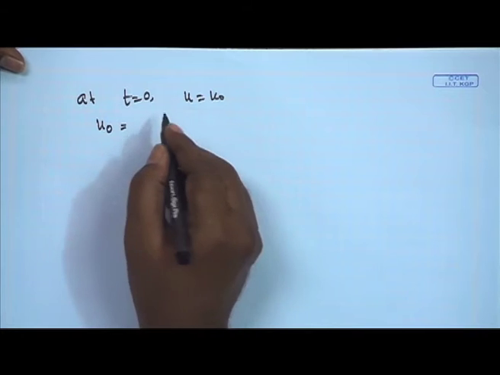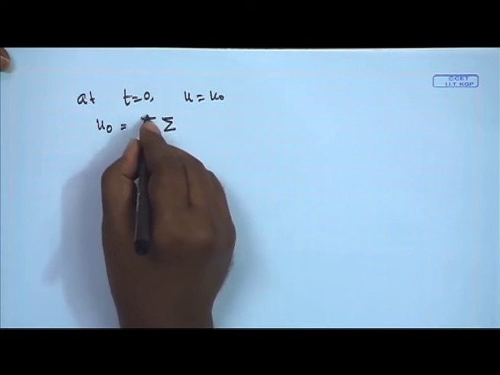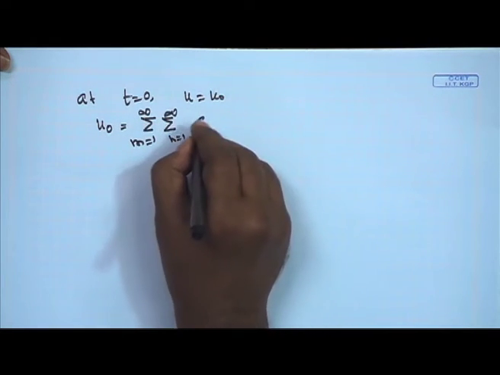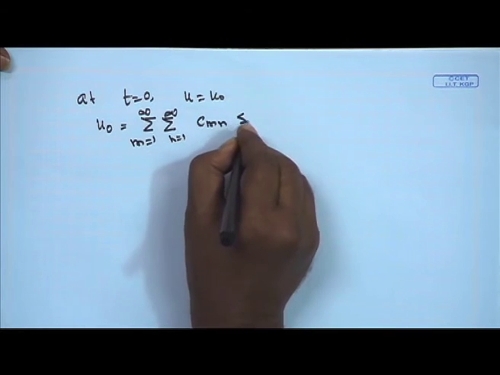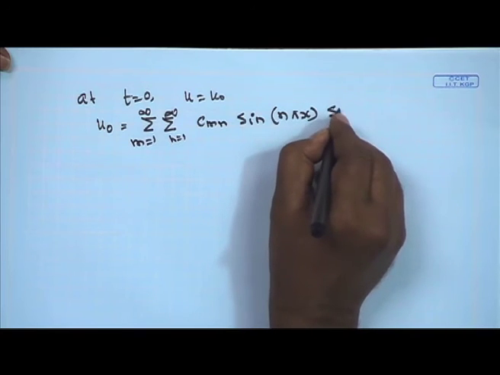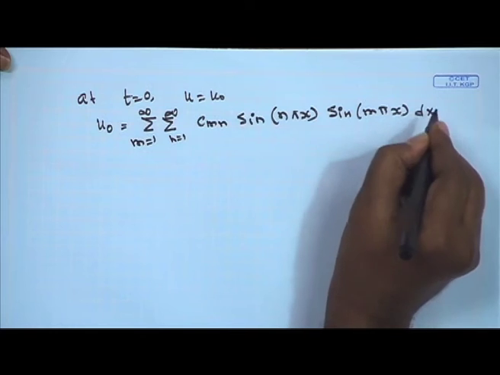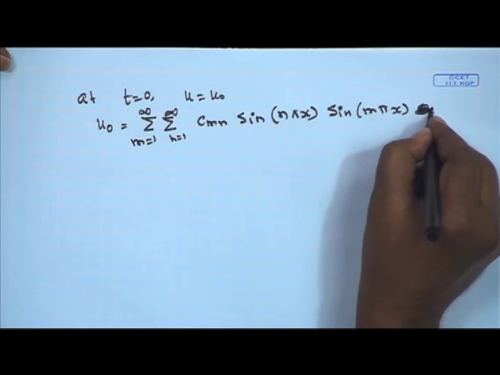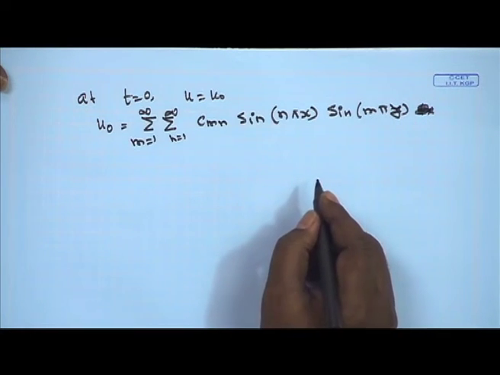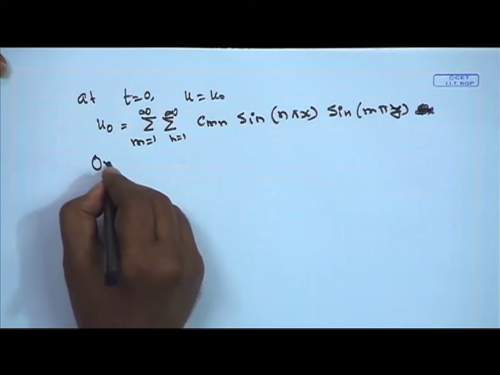U naught is equal to the summation m is equal to 1 to infinity, n is equal to 1 to infinity of Cmn sin n pi x sin m pi y. Okay. So, now we can utilize the orthogonal property of the eigenfunctions.